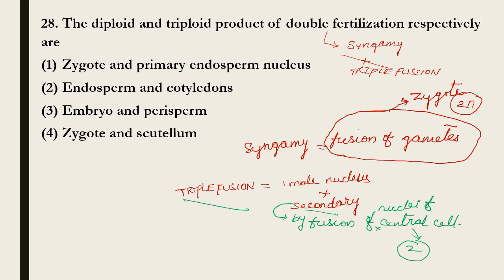Of the three nuclei, the male nucleus is in 1n condition and each polar nucleus is in 1n condition. So two polar nuclei 2n plus one male nucleus 1n, the triple fusion results in 3n, the triploid condition. The triploid condition forms the endospermic nucleus. So the correct answer is that the diploid and triploid products of double fertilization are the zygote and the primary endosperm nucleus. So option 1 is correct.